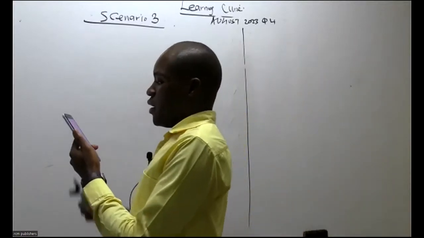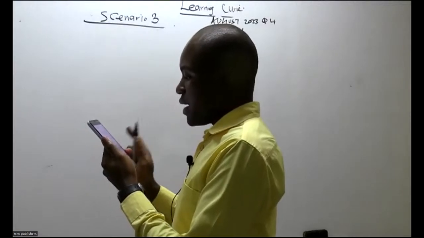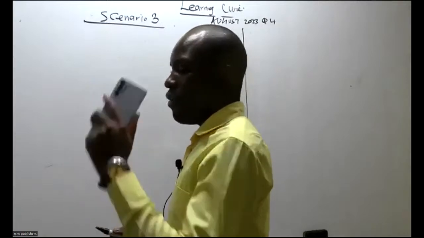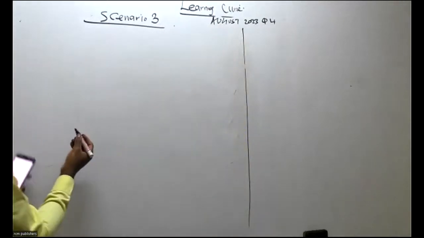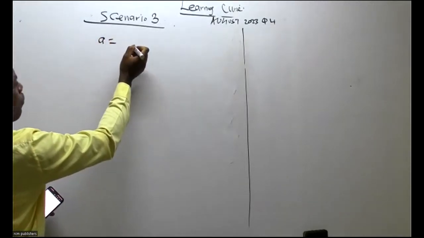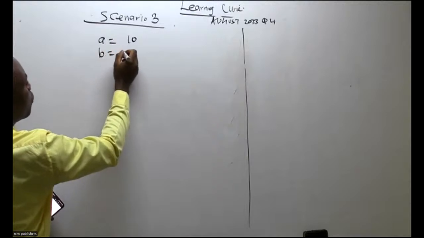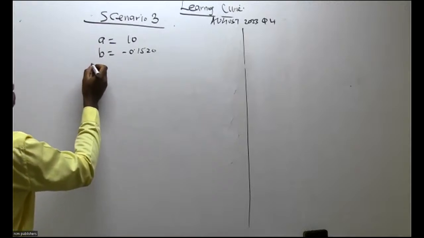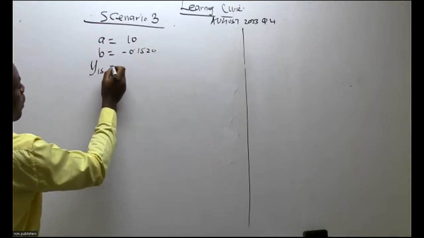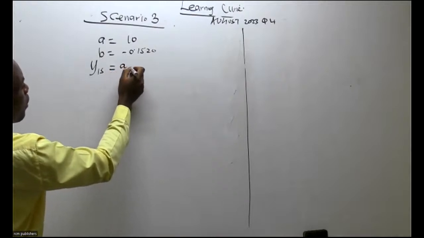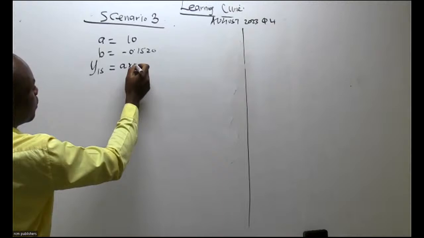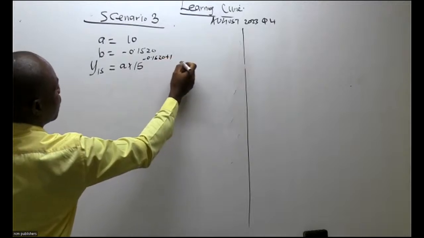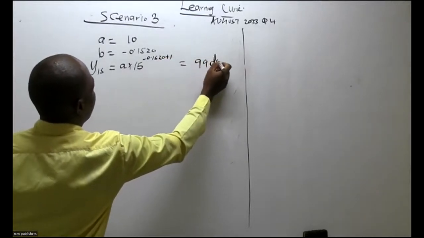What are they doing? To assemble and deliver 13 buses without overtime and deliver 2 buses later. Sasa hapa kuna overtime. They want to deliver 13 buses. Our A is equal to 10. Our B is equal to negative 0.1520. Then Y at 15 is equal to A times X, which is 15, raised to the power negative 0.1520 plus 1. This one was giving us 99 days. I believe you can remember.